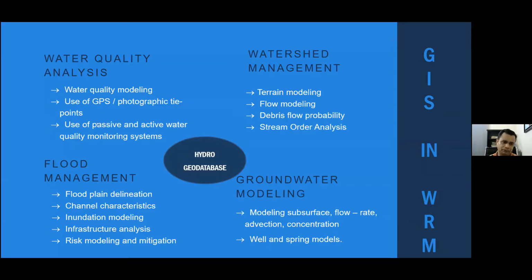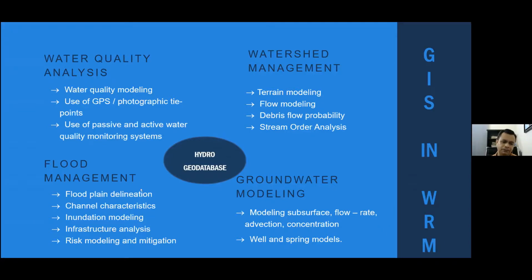Next to water quality analysis is flood management. In flood management, we also have some features that GIS can handle. The first thing is that we can assess the flood susceptibility. That means which areas are very prone to a flood. This is also possible in a GIS platform.